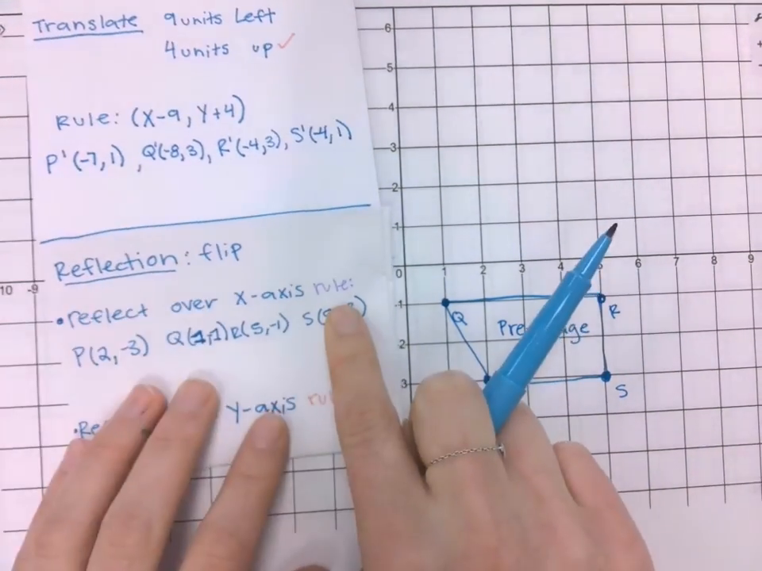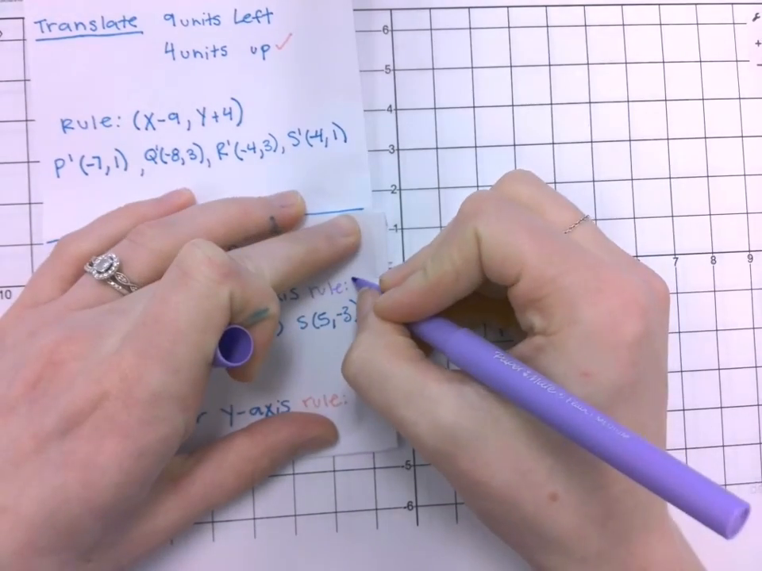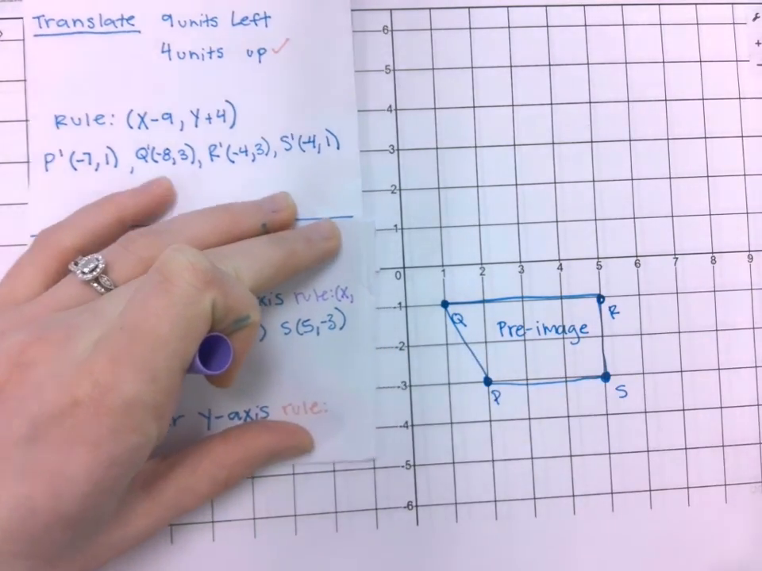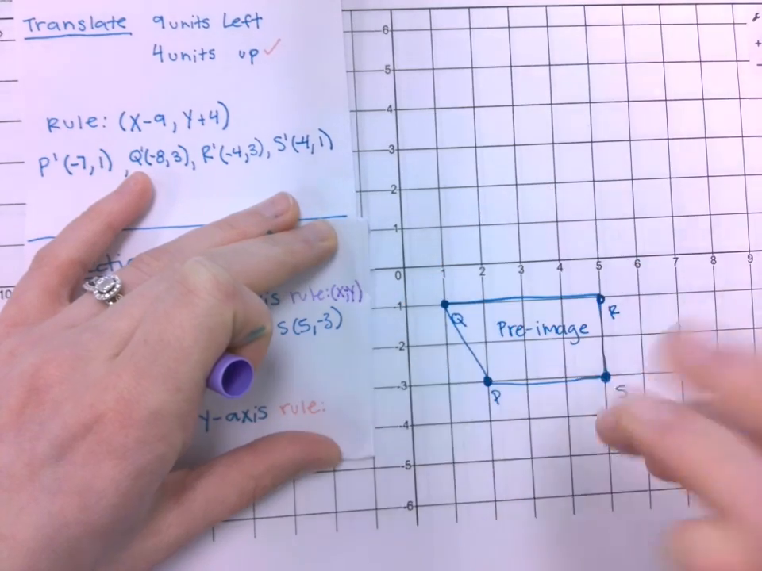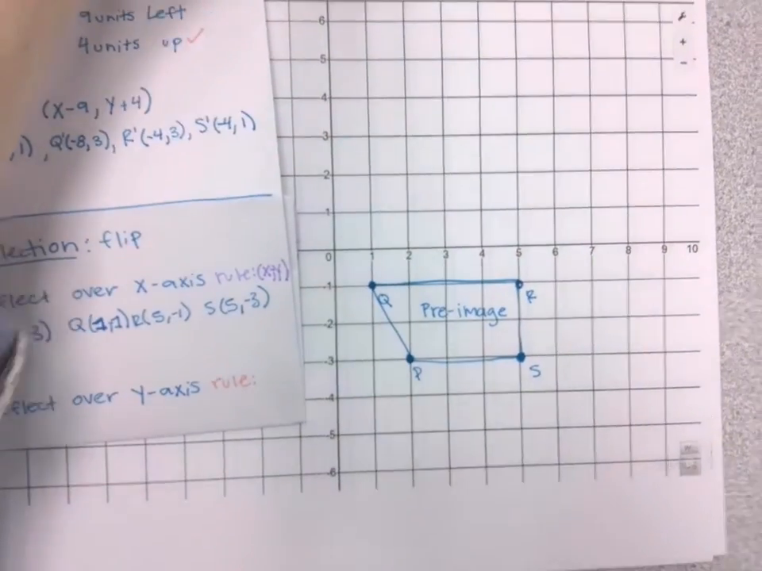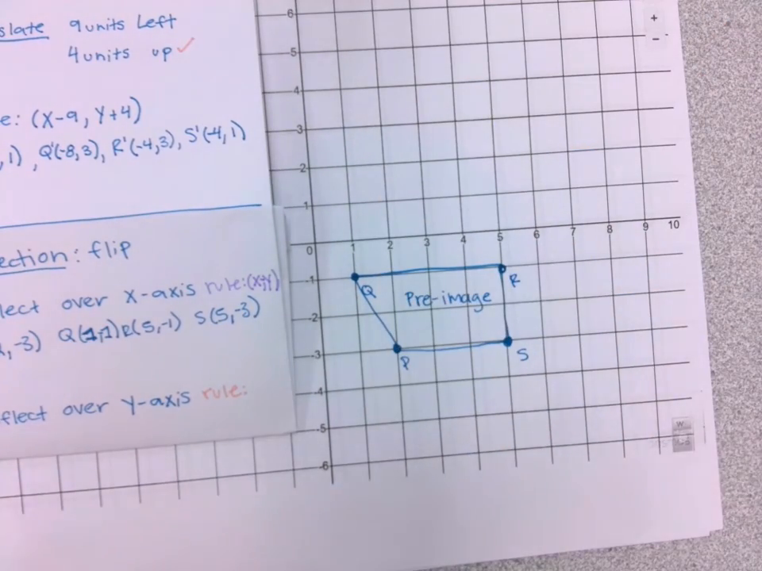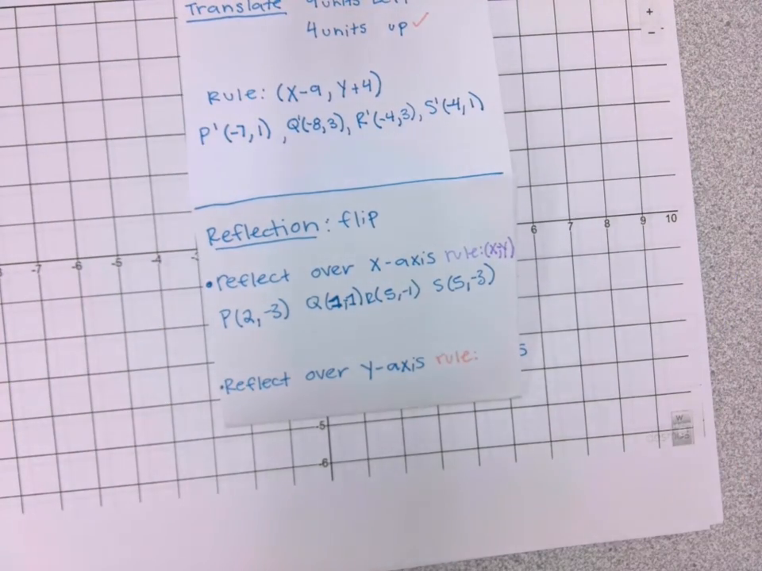So our rule for flipping over the x-axis is that our x values stay the same. They stay the same. Our y values are the opposite. So if it was positive, it would be negative. There's a negative sign right there. And if our original y value was negative, then it would be positive. Or if our original value is positive, it would be negative. So it's the opposite. So let's look at these ordered pairs and let's use our rule.